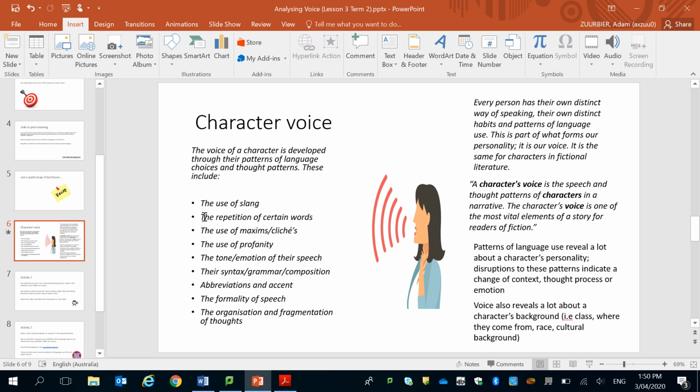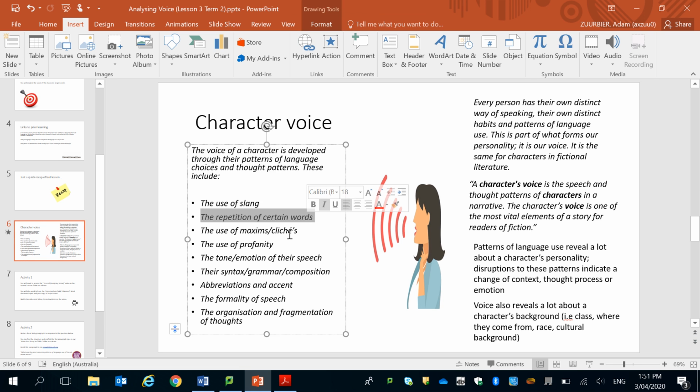So the use of slang, which is here, the repetition of certain words, the use of maxims or cliches, okay, so particular phrases that are used a lot, the use of profanity, the overall tone or emotion of their speech, the way that they put their words together, meaning their syntax, their grammar and their composition, the use of abbreviations and accent. Okay, so when we speak, we all have our own accent, and that's reflected in our patterns of language use, particularly the way that we pronounce words, the formality of speech, and the organisation and fragmentation of thoughts.